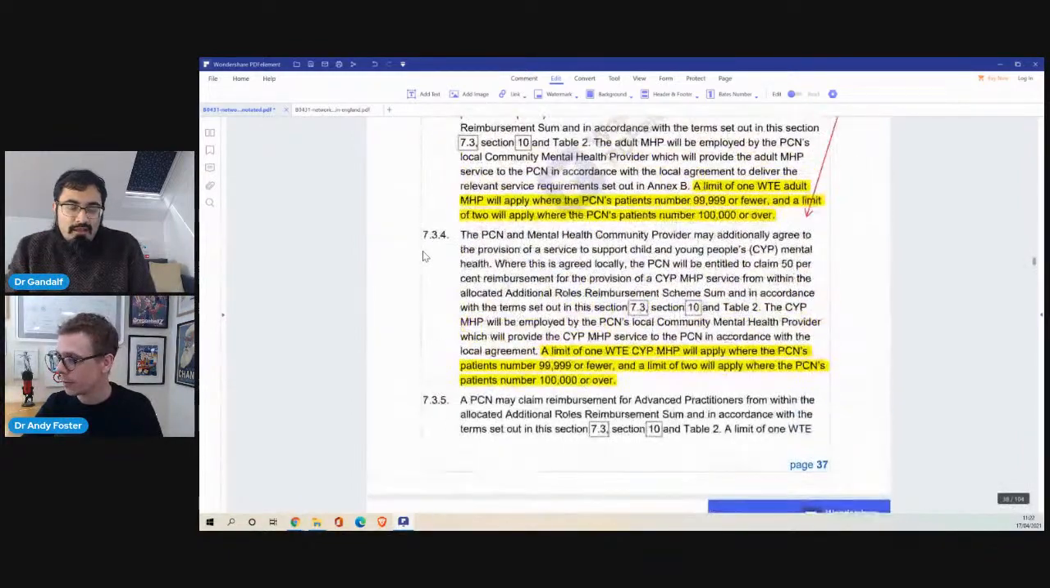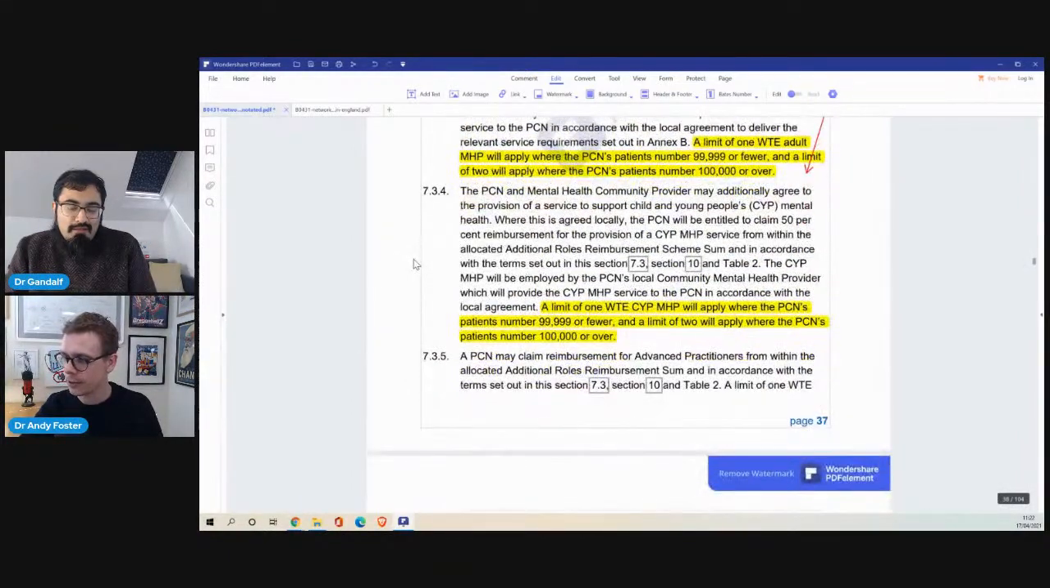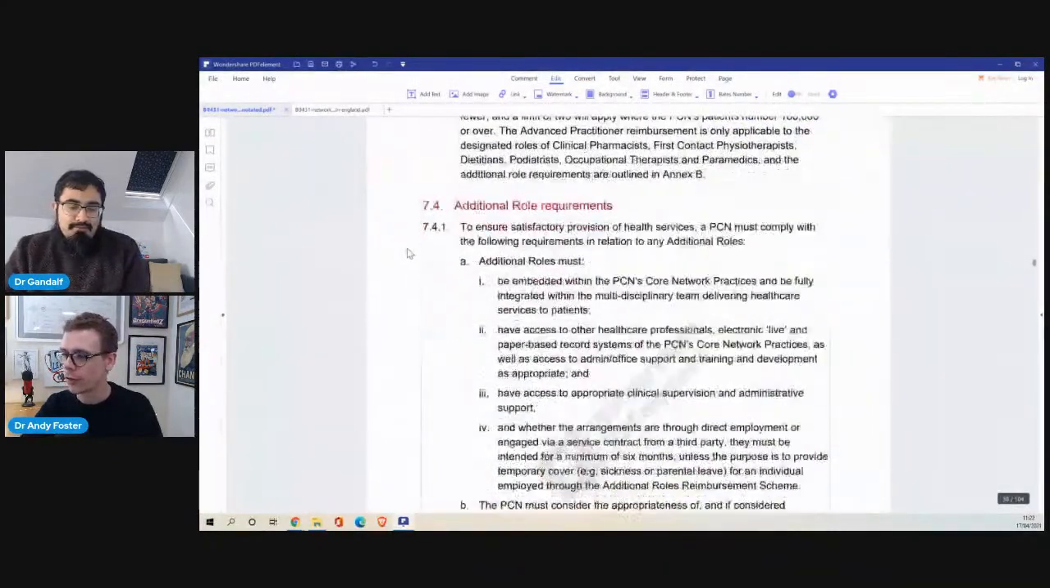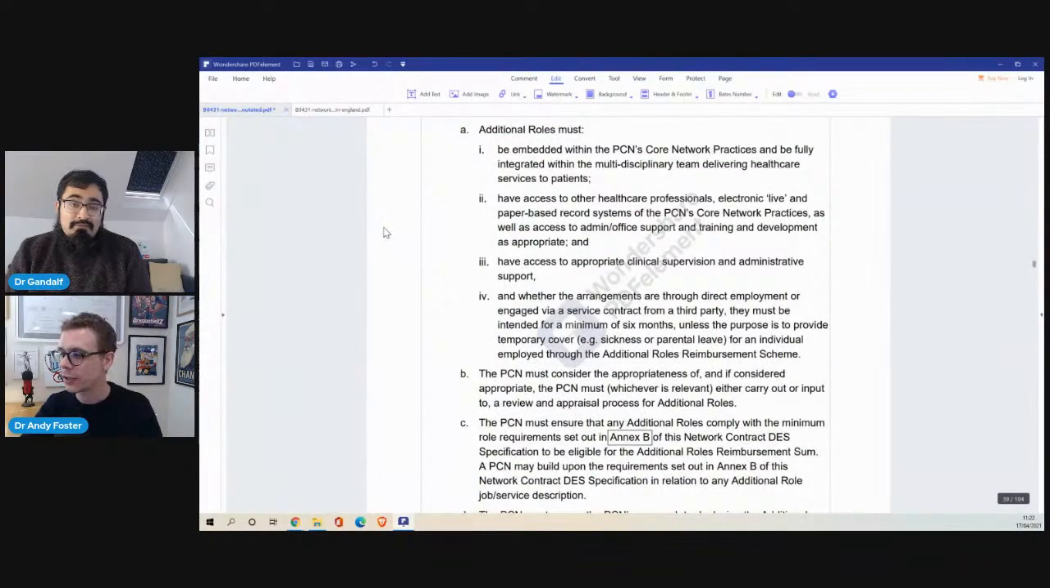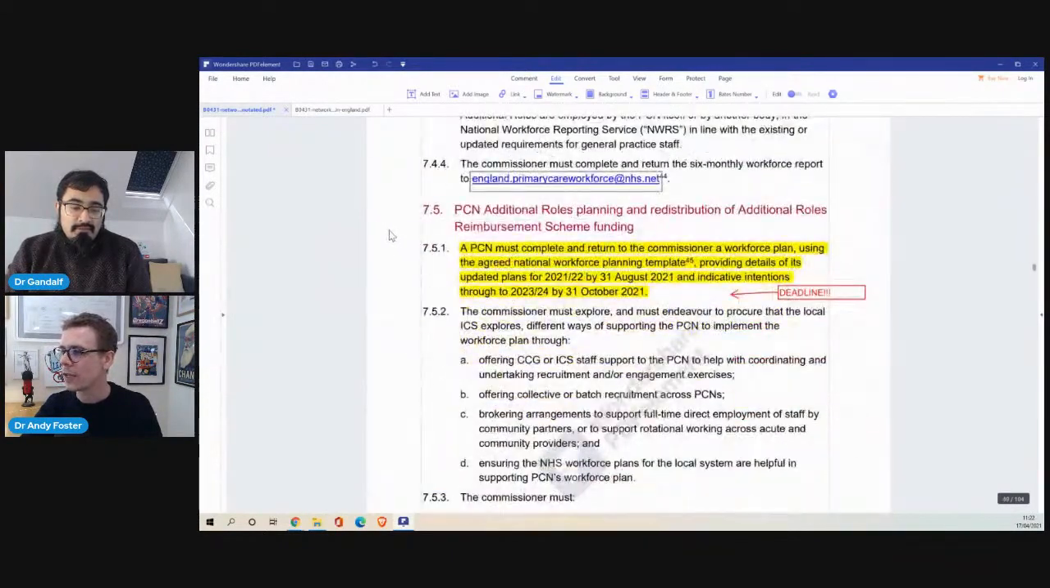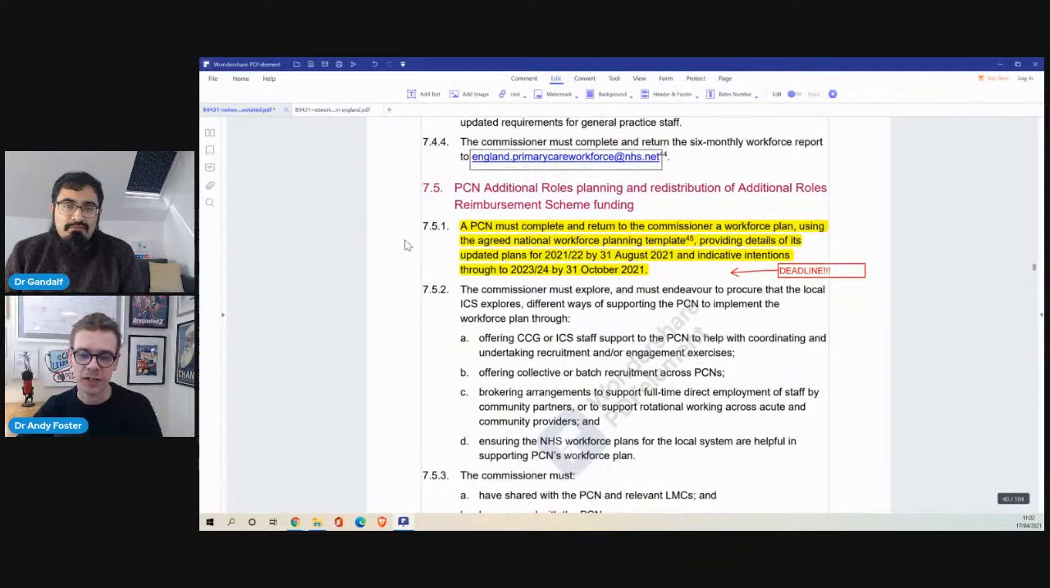So we talked about the children and young people's mental health role, and that maybe you can have an additional one of those as well as a mental health practitioner. We just identified a deadline here, hadn't we, Gandhi? So workforce planning templates need to be completed for this financial year by 31st of August this year, and through to the end of the initial PCN DES period by October. And I think that's similar to the exercise we did last year, isn't it, as well?